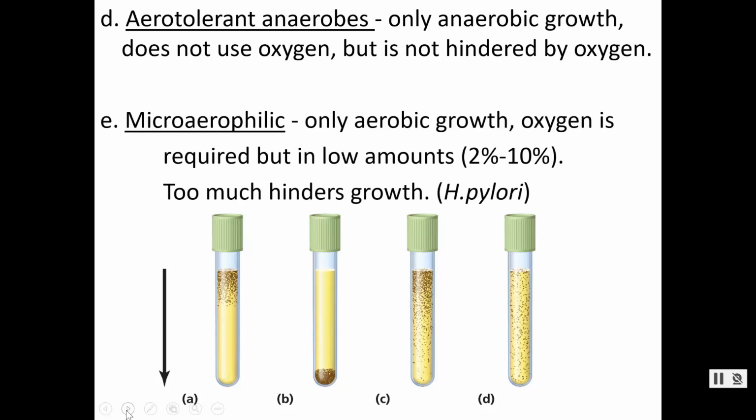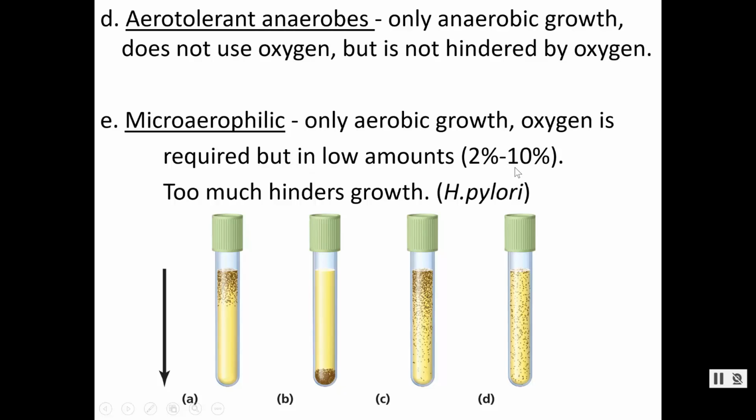The last one I want to bring to your attention is called microaerophilic organisms. So microaerophilic, philic means loving, right? Hydrophilic, hydrophobic, philic means loving, aero, so oxygen loving. Micro means small amounts of oxygen. So they only grow aerobically. They do love oxygen, and they do have to have it, but they can only have it in small amounts.